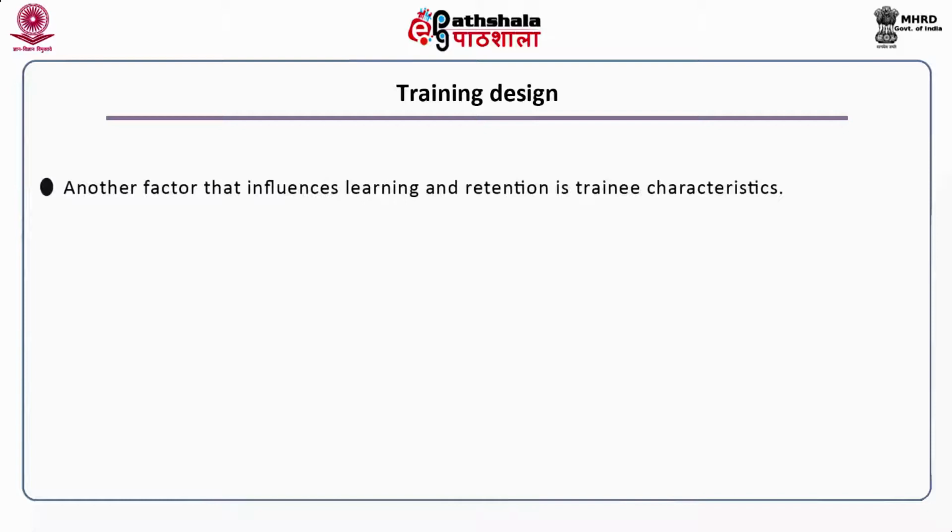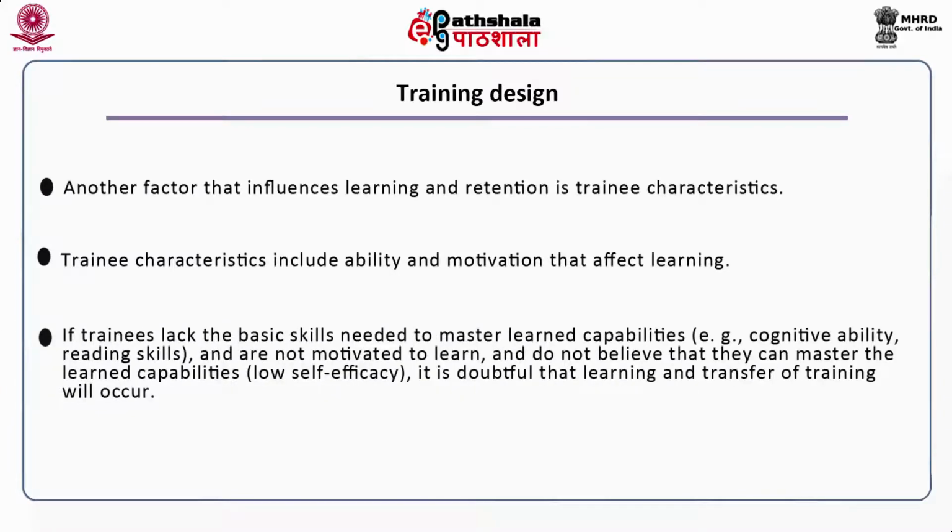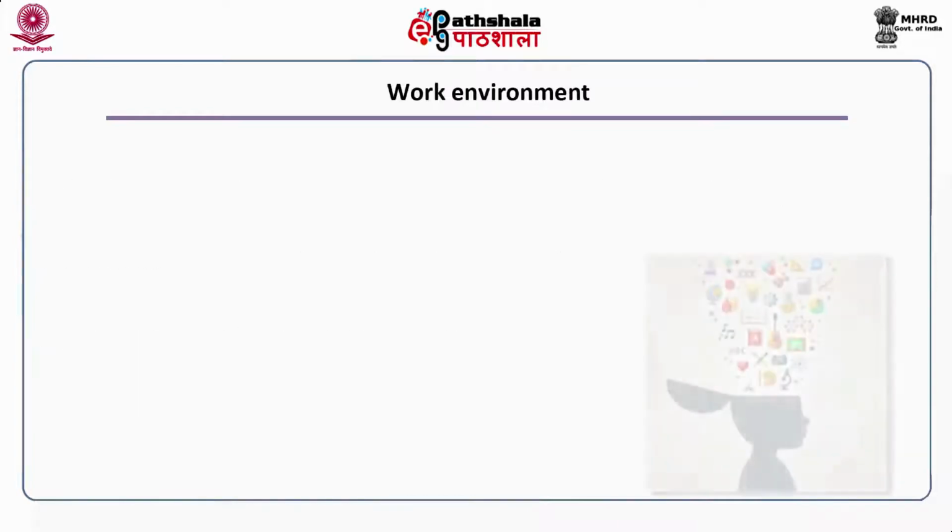Another factor that influences learning and retention is trainee characteristics. Trainee characteristics include ability and motivation that affects learning. If trainees lack the basic skills needed to master learned capabilities like cognitive ability, reading skills, and are not motivated to learn and do not believe that they can master the learned capabilities, it is doubtful that learning and transfer of training will occur.